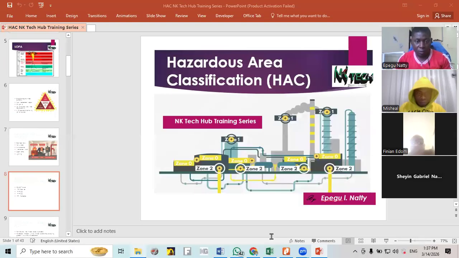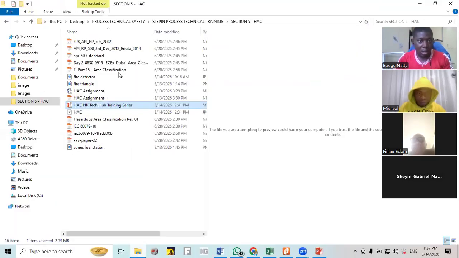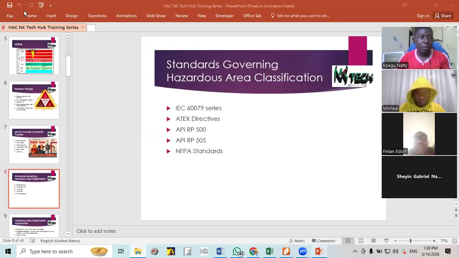So let me see. I think I have API 500 here, and then I have API 505. I'm not sure if I have NFPA. Okay, no, I don't have NFPA. But I think I have IEC 60079. So if anybody needs this standard, you can chat me up after this. Okay, so moving forward.